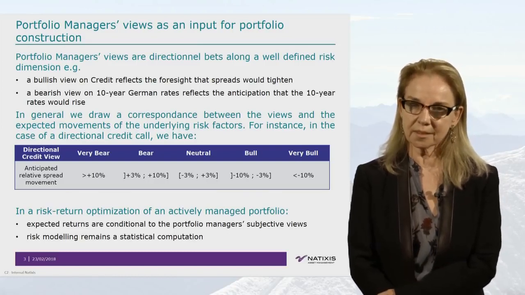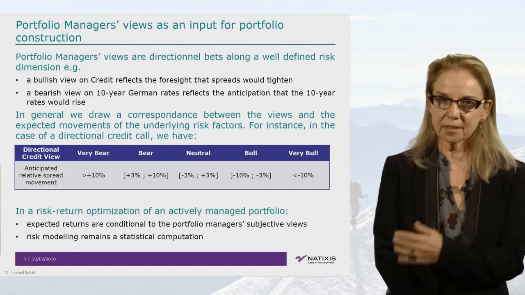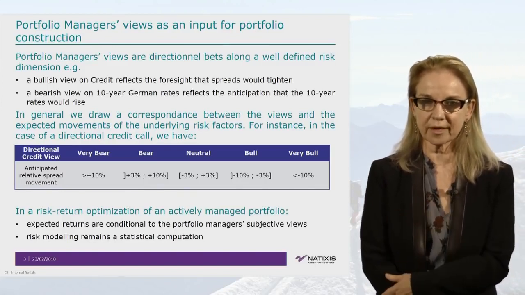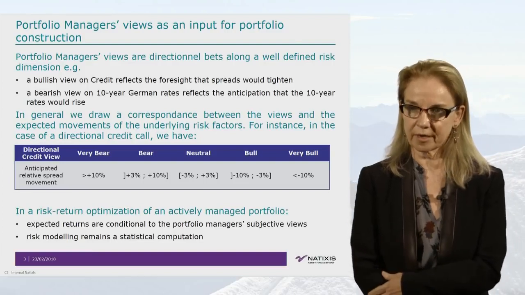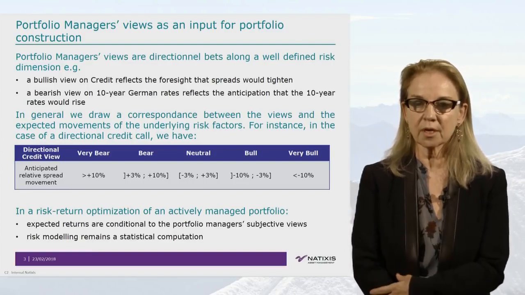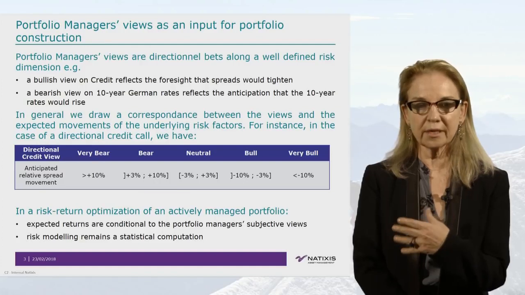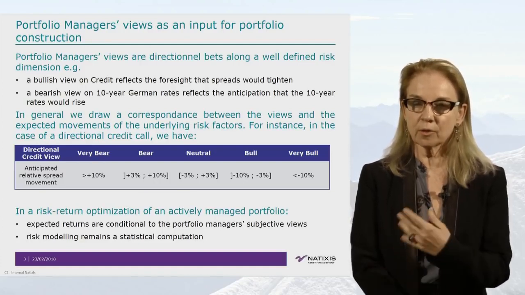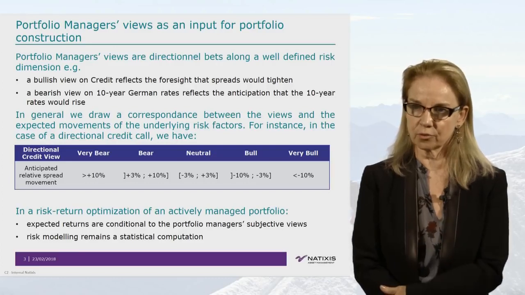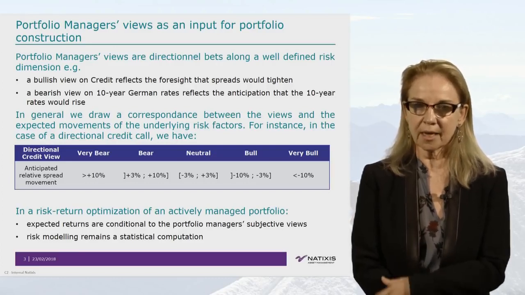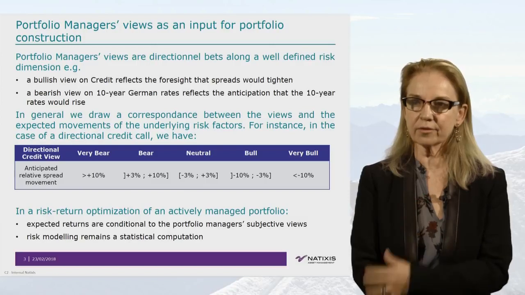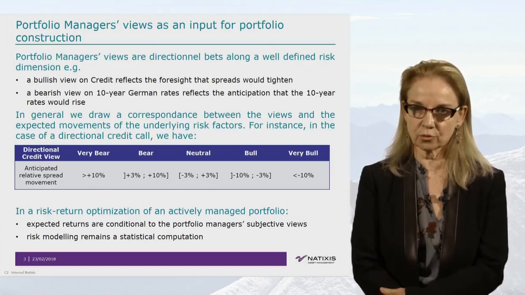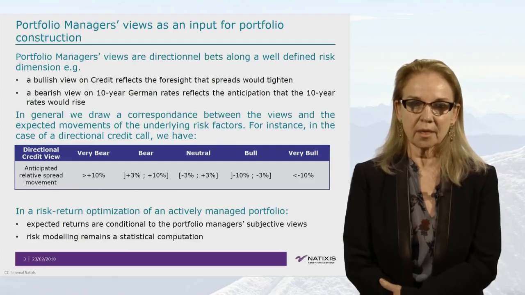So this is not security selection. For instance, in our credit management process, we have this directional factor. We also have sector factors, so we express views about which sector spreads will increase or decrease. And we also have the security selection skill. We try to combine everything in the same portfolio and to be coherent across the three aspects.